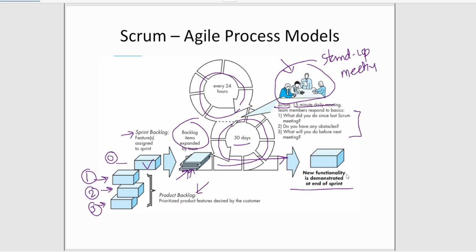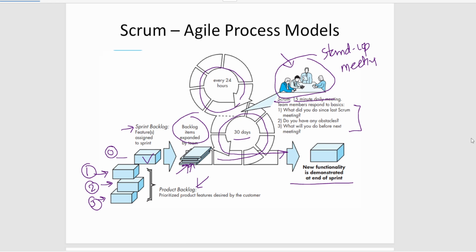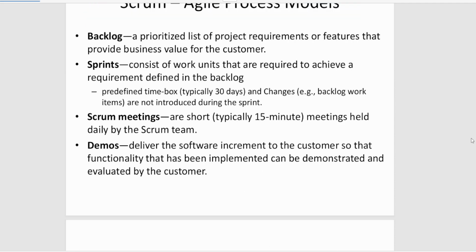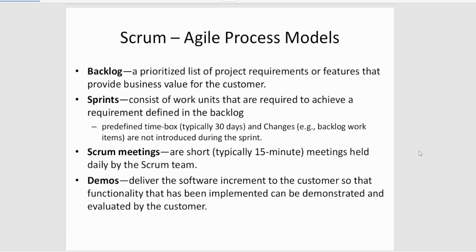Now we can explain the different aspects, the different types of things that are part of Scrum. The first one is called the backlog. The backlog generally is the prioritized list of project requirements or features that provide business value for a customer.